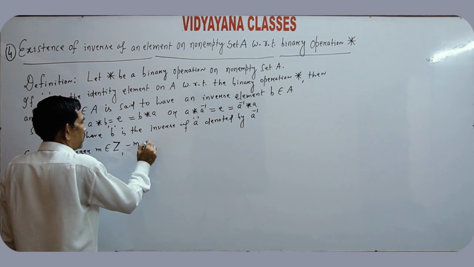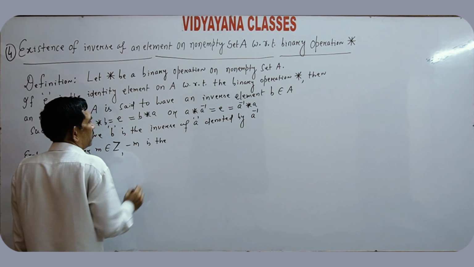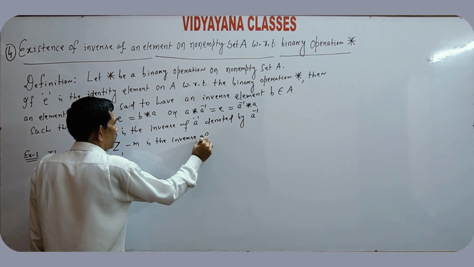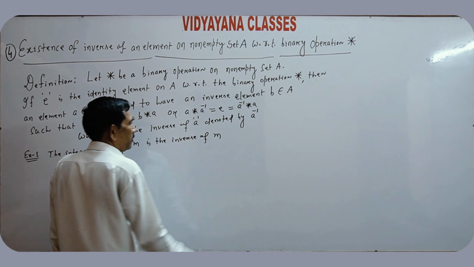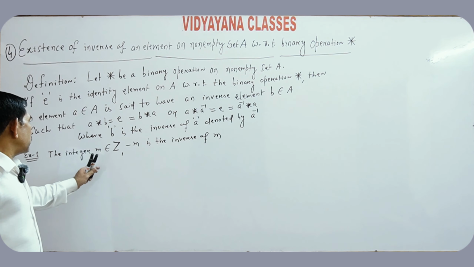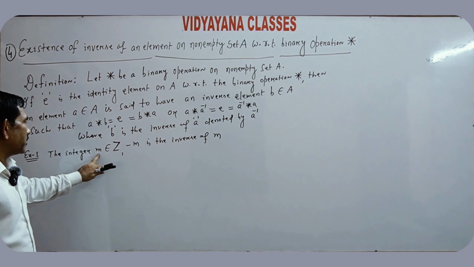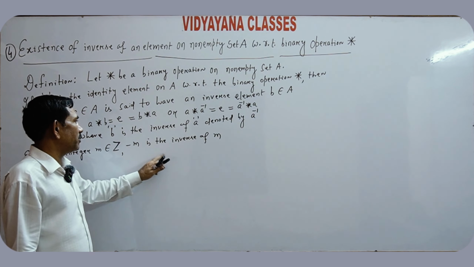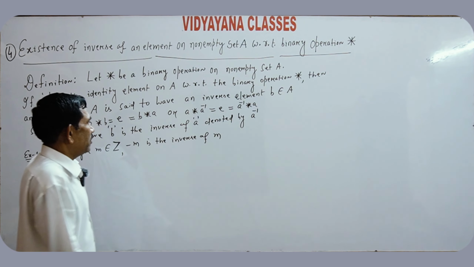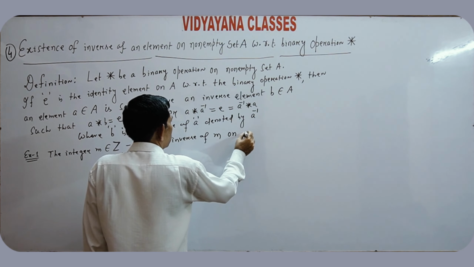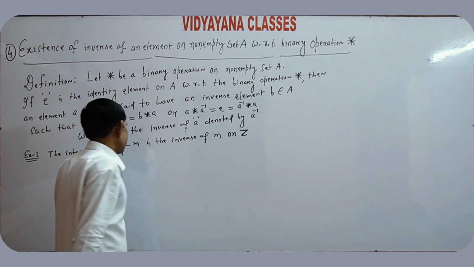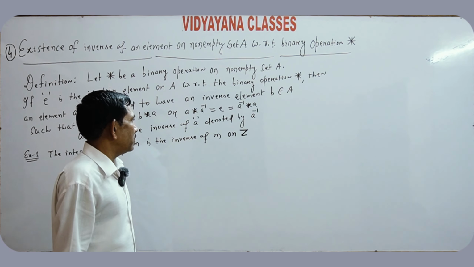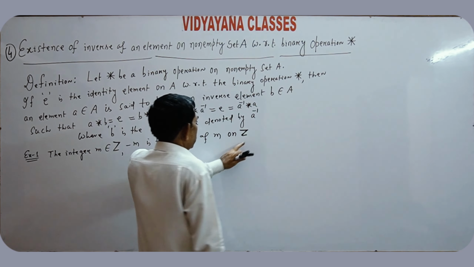Minus m is the inverse of m. m belongs to Z, m is an integer in the set Z. Minus m is the inverse of m on the set of integers. Minus m is the inverse of m on Z.